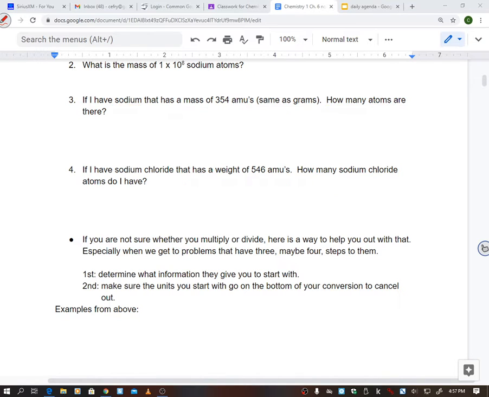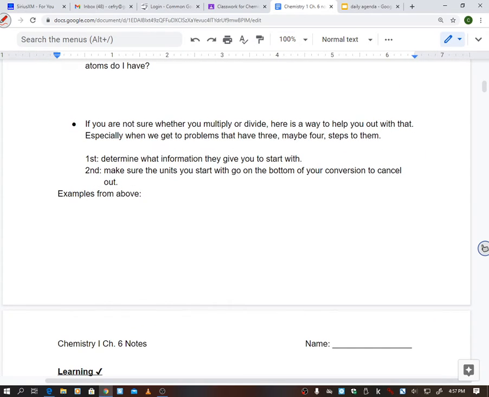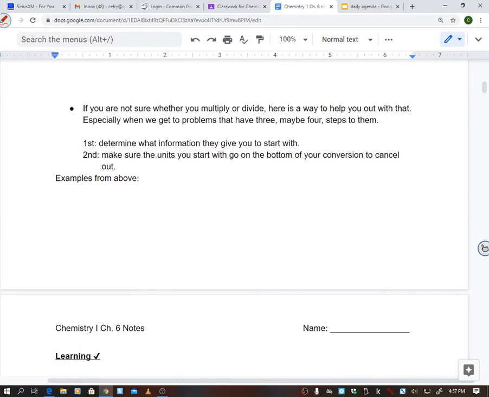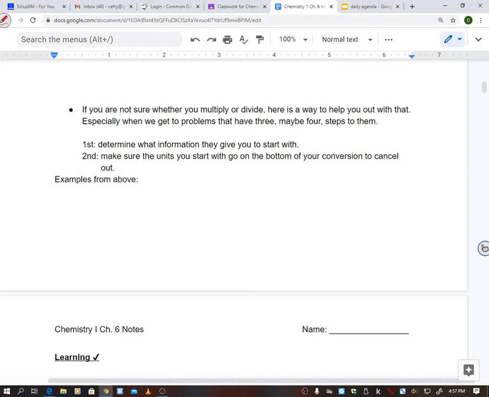All right, so I'm going to clear the ink. All right, so if you're not sure, here are the steps. So first, you're going to determine what information they give you to start with. That's step 1. What do they give you? You're going to write that down. That's the first thing you're going to do. Second, then you're going to make sure that the units that they gave you that you're starting with go on the bottom of your conversion so that you can cancel them out through division.